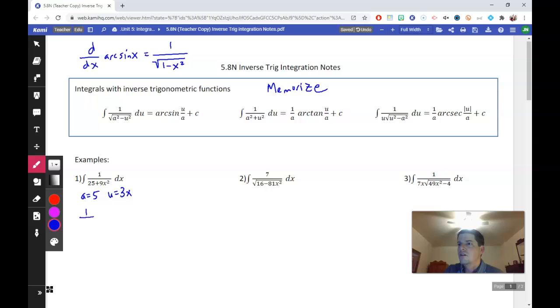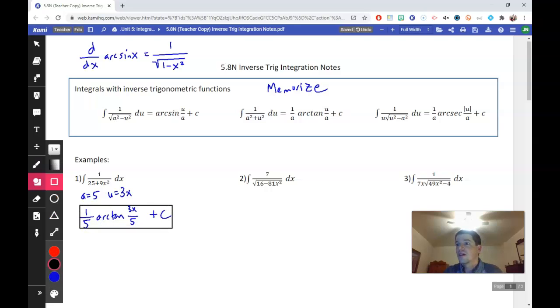So we have 1 over a, arctangent of u, which is 3x, over a, which is 5. And on the outside of the function is plus c, as we always have with indefinite integrals. And that's all it is. Okay, so what's the hardest thing here? Memorizing these, right? So once you have these memorized, it honestly helps. You'll find in this activity, and even for your homework, you'll probably be checking back and forth between these, going, okay, which of these does this match? Once you have it memorized, it'll go a lot faster. So memorization also helps you there.